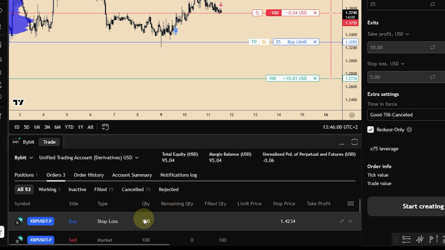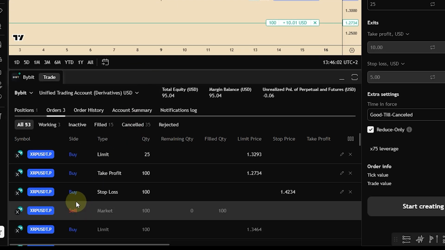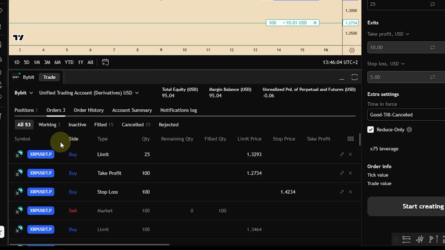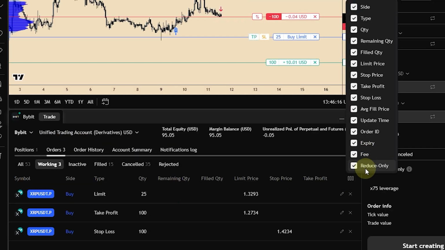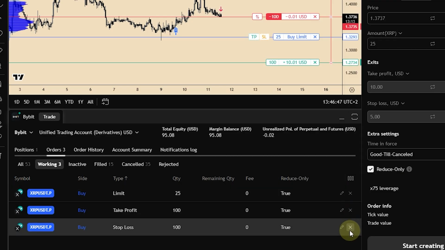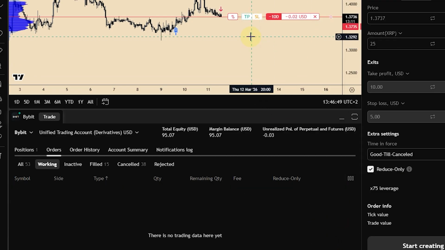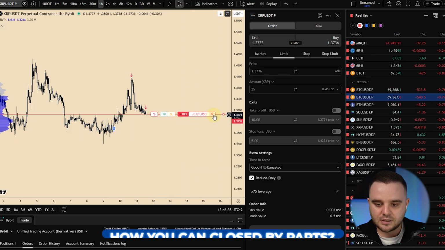You can go to orders. Remember that for each order that you place, stop loss, take profit, you also can get information. As you can see here, I also can cancel all of them. I can cancel stop loss, take profit, and those limit orders. And here, let's close it by parts.